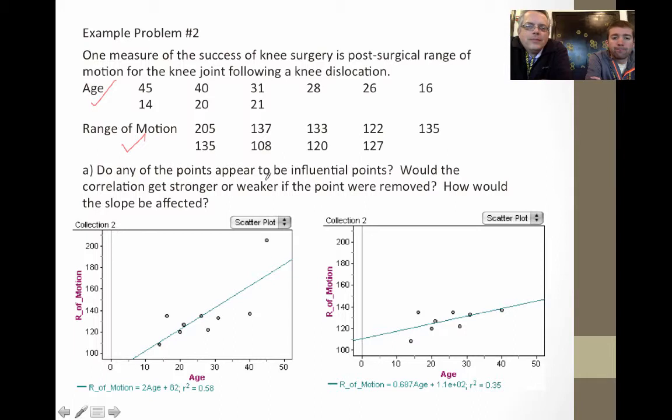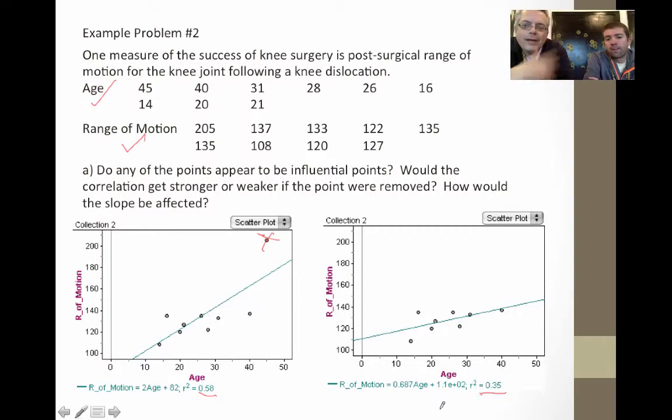Do any of the points appear to be influential? Well, here's the original chart from up here. And here is one where we removed this guy up here. Does it seem to be influential? It seems like it makes a difference. I think it makes a big difference. What kind of difference did it make? Well, A, our slope went down dramatically. Yes, and B, our R squared also went down a lot. So this is kind of weird. That point artificially strengthened the correlation.